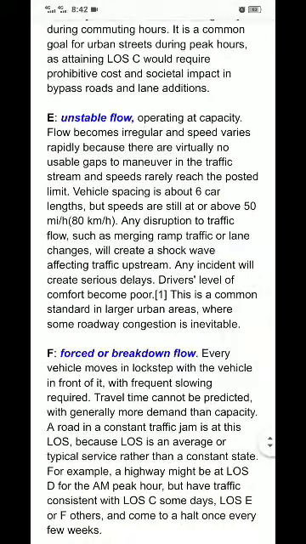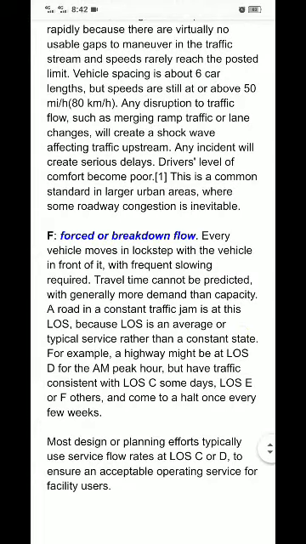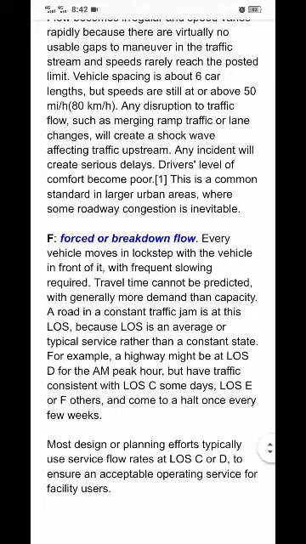E is unstable flow. Operating at capacity, flow becomes irregular and speed varies rapidly because there are virtually no usable gaps to maneuver in the traffic stream, and speed rarely reaches the posted limit. So F is forced or breakdown flow. Every vehicle moves in lockstep with the vehicle in front of it, with frequent slowing required. Travel time cannot be predicted, with generally more demand than capacity.